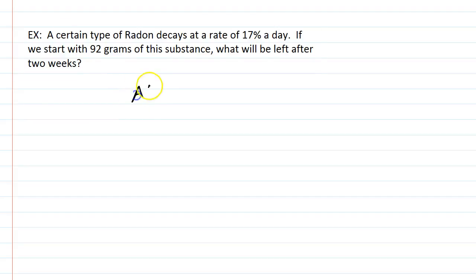So we need to write our model. The starting amount is going to be 92. Now it's 1 plus the rate will give you your b. In this case, we are decaying at 17%. So we're going to do 1, and we're going to have a negative 0.17 for our b. So 1 take away 0.17 is going to be 0.83.